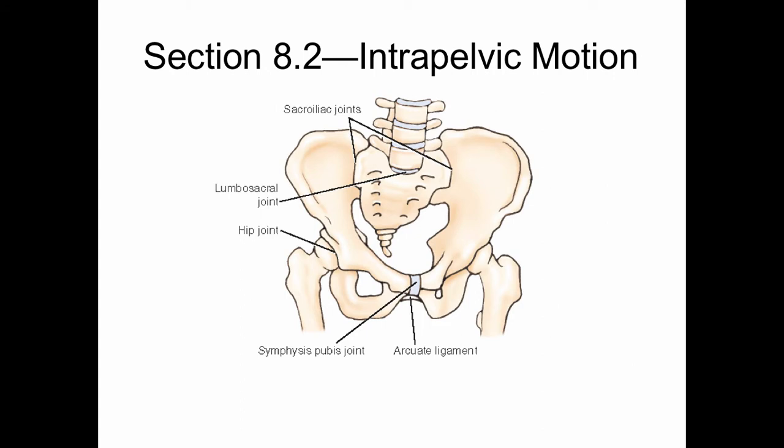Intrapelvic motion happens at the symphysis pubis joint between the two pubic bones, and at the sacroiliac joints between the sacrum and the iliac portions of the right and left pelvic bones.